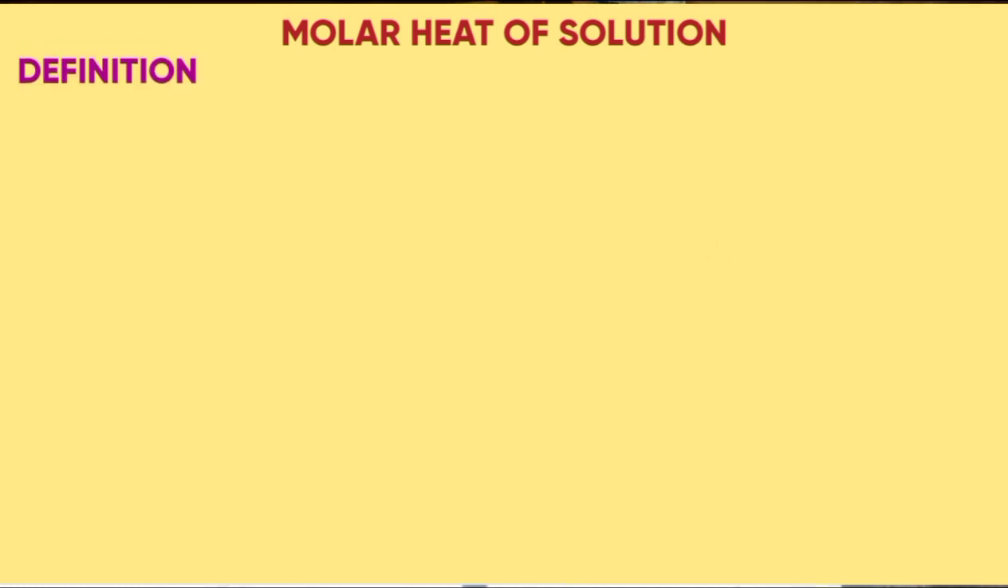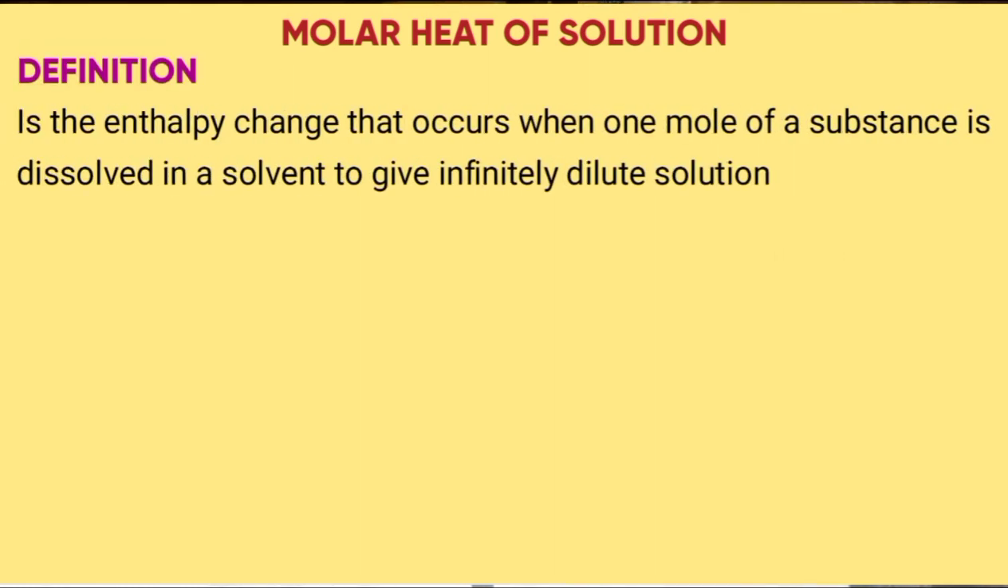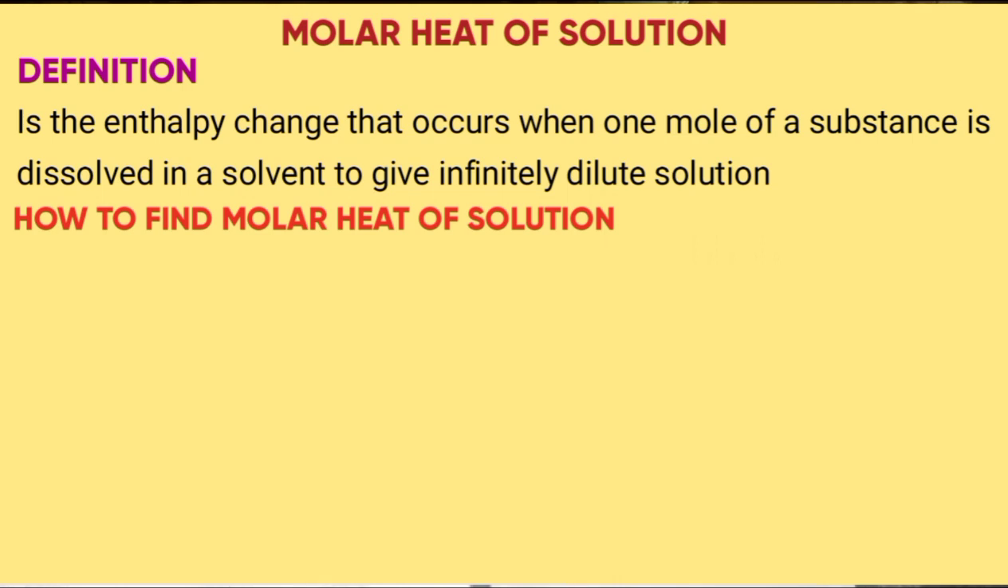Definition is the enthalpy change that occurs when 1 mole of a substance is dissolved in a solvent to give an infinite dilute solution. Examples include dissolving a given mass of sodium hydroxide or ammonium nitrate in water. 2. Dissolving a given volume of concentrated sulfuric acid in a solvent, e.g. water. Now first we look at how to find molar heat of solution.